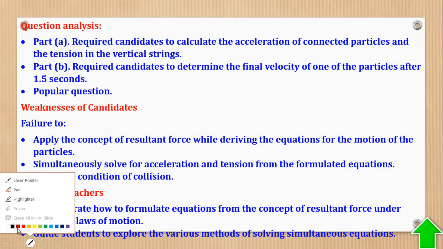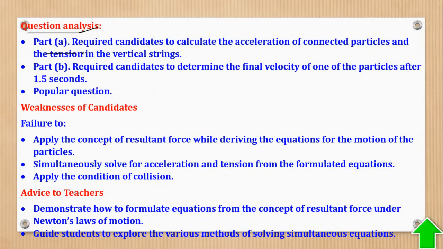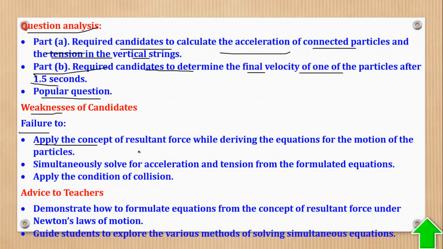So, question analysis. Part A required candidates to calculate the acceleration of connected particles and the tension in the vertical strings. Vertical means they are tight. Part B required candidates to determine the final velocity of one of the particles after 1.5 seconds. Popular question, but some missed marks due to failure to apply the concept of resultant force while deriving the equation of motion of the particles. So F equal to MA.